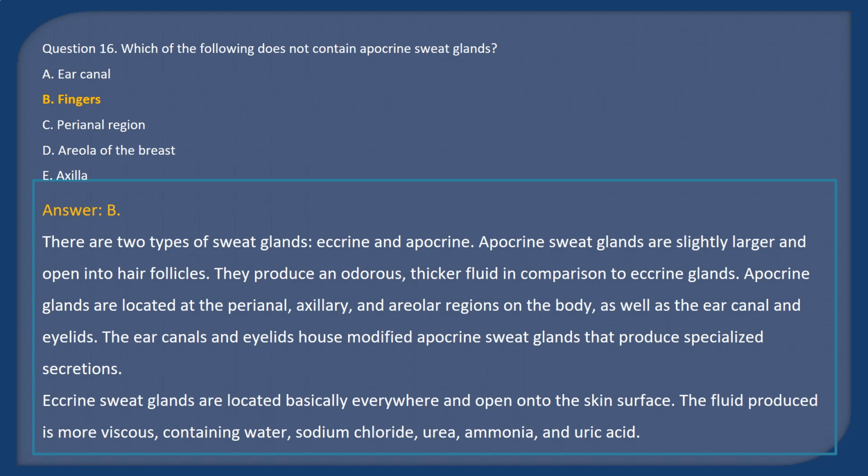Apocrine glands are located at the perianal, axillary, and areolar regions on the body, as well as the ear canal and eyelids. The ear canals and eyelids house modified apocrine sweat glands that produce specialized secretions. Eccrine sweat glands are located basically everywhere and open onto the skin surface. The fluid produced is more viscous, containing water, sodium chloride, urea, ammonia, and uric acid.